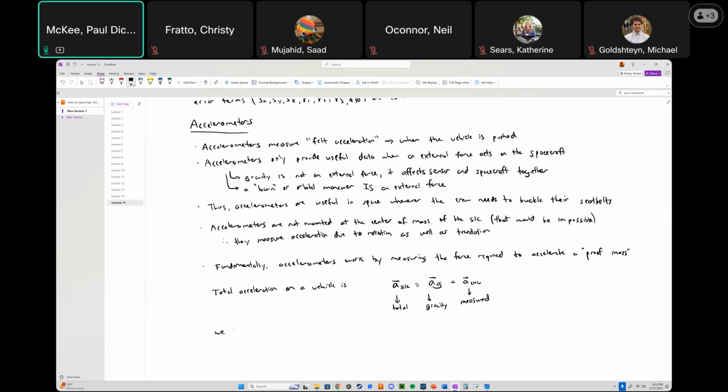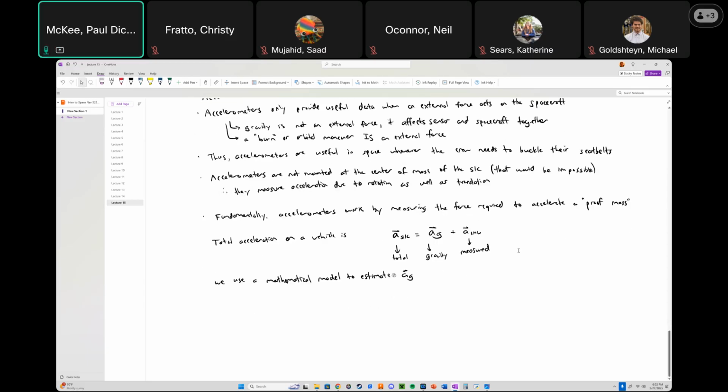And we use a mathematical model to estimate acceleration due to gravity. So we've got pretty high fidelity mathematical models of the Earth and the Moon, that sort of thing. So we just say, okay, based on our current position and based on what time it is, based on the location and the orientation of the body, this is what our gravity would be. The basic error sources are the same as a gyroscope.